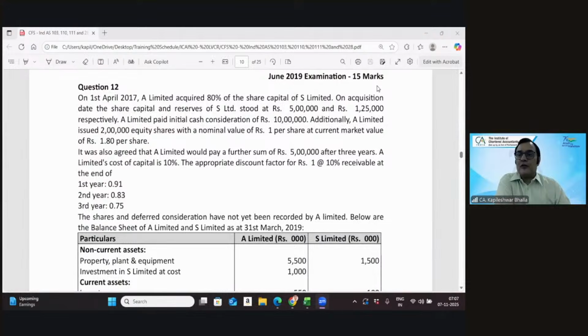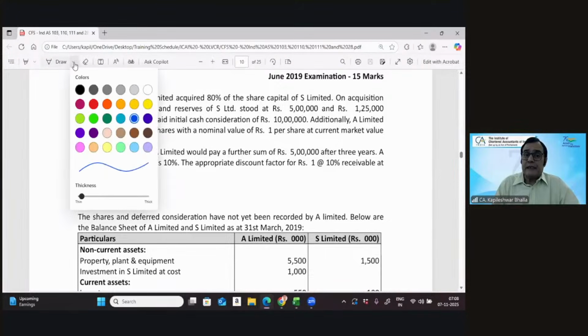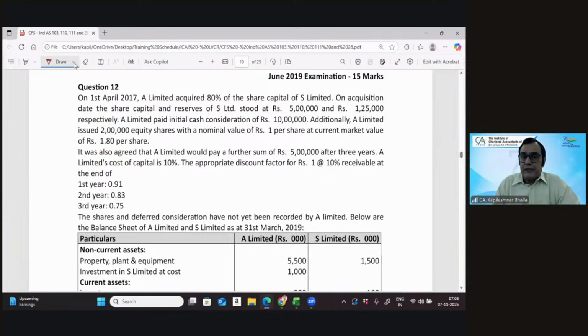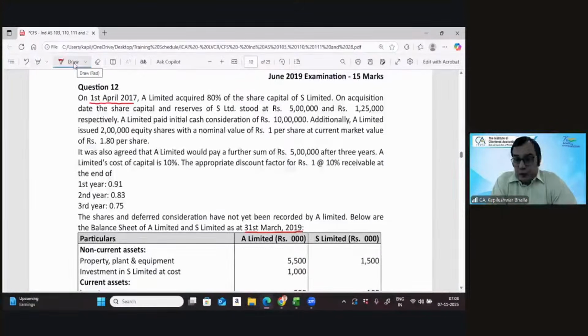Now, we're given, first of all, in this particular case, on 1st April 17, A acquired 80% share capital of S. And then it says, on the acquisition date, the share capital and the reserves of the company S is given. So the date of acquisition is 1st April 17. And we can see later the balance sheet is given on March 19. So there are 2 years post acquisition.